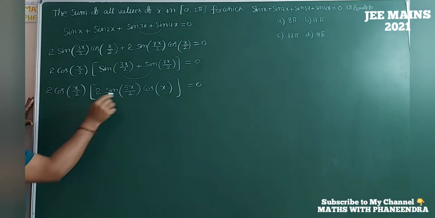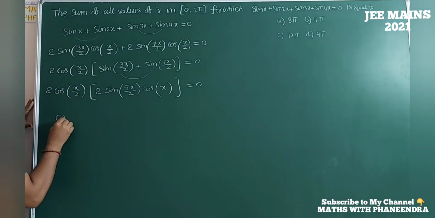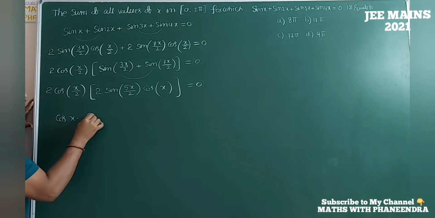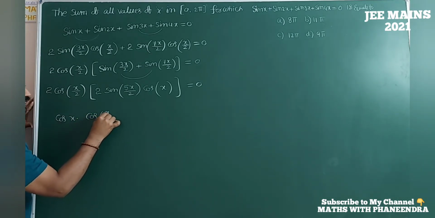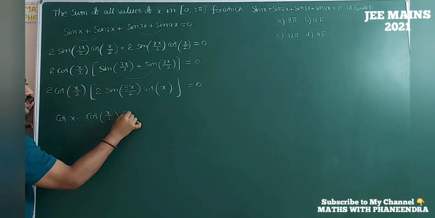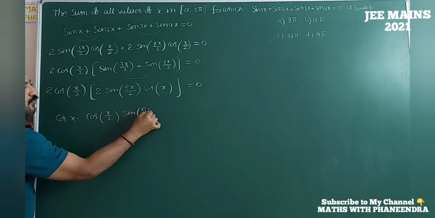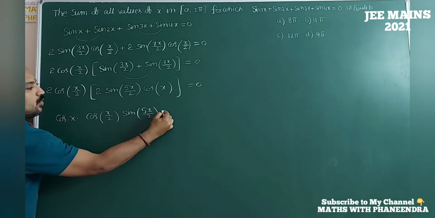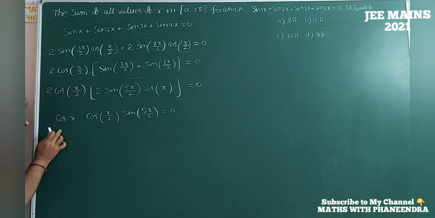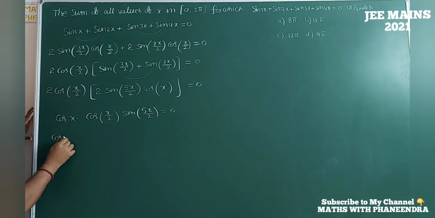So what are we getting here? Cos x into cos x by 2 into sin 5x by 2 is equal to 0. So that means cos x is equal to 0.